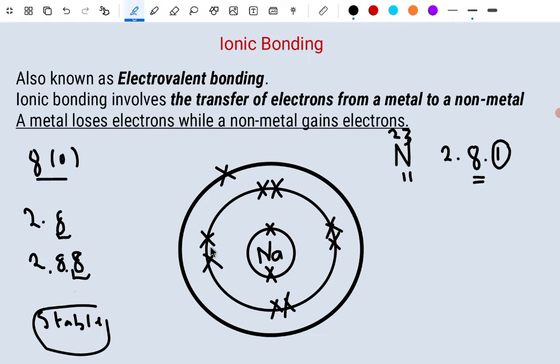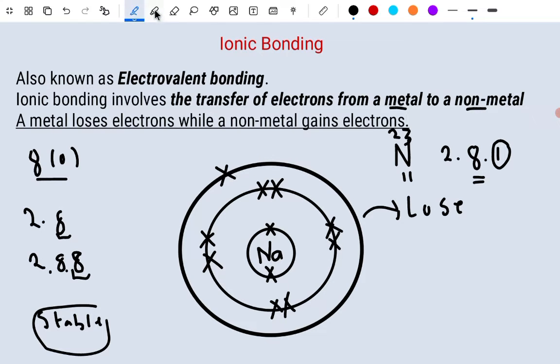Okay, so this sodium now, because of this, it makes it very unstable. So what is it going to do? We're saying that ionic bonding involves the transfer of electrons from a metal to a what? To a non-metal. So a metal loses electrons while a non-metal gains electrons. So sodium being a metal, it needs to lose the electron. And which electron is it going to lose? The electron in the last shell.